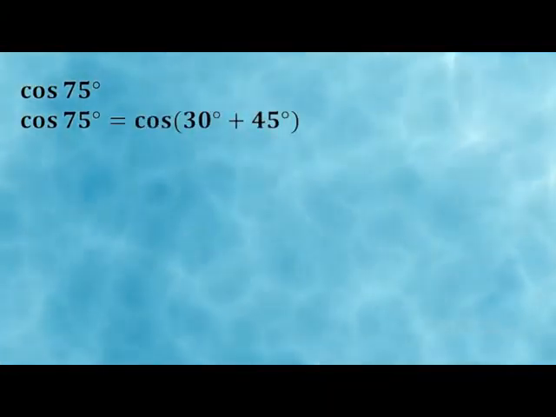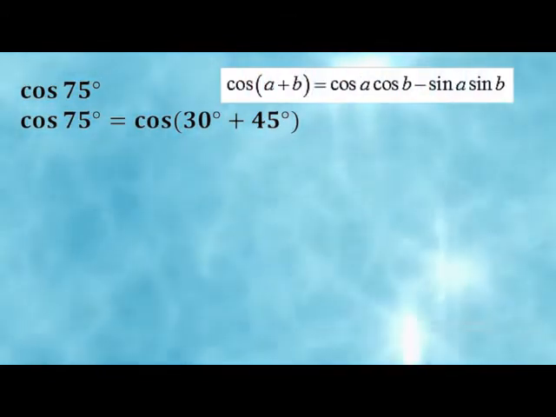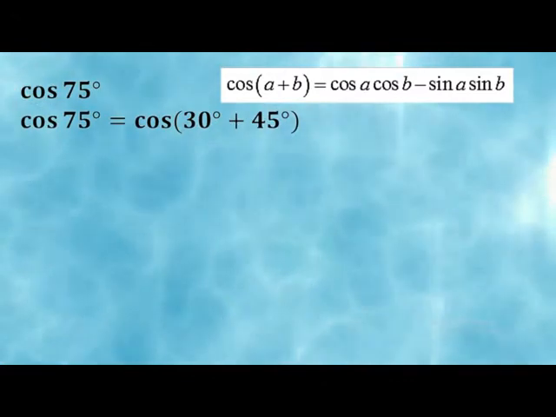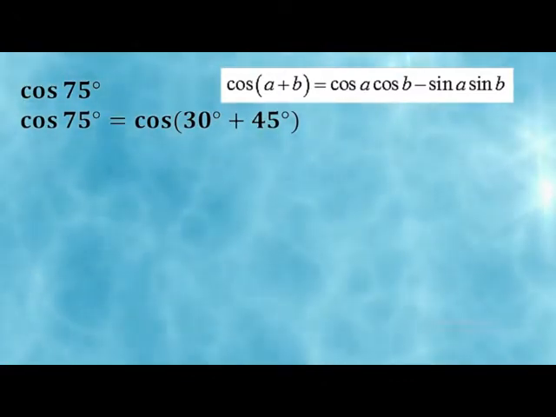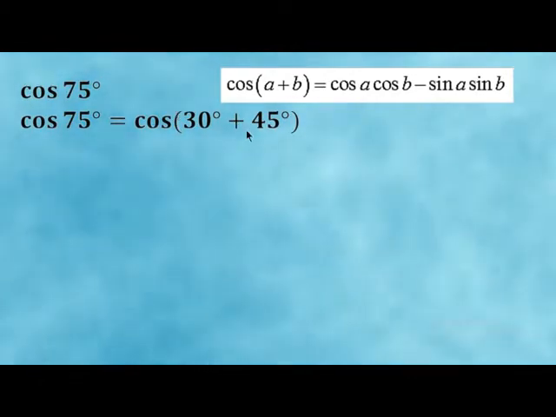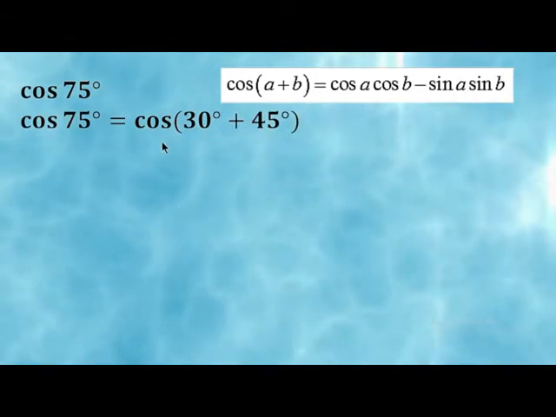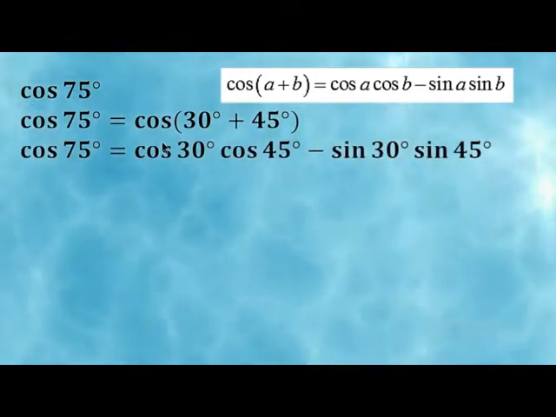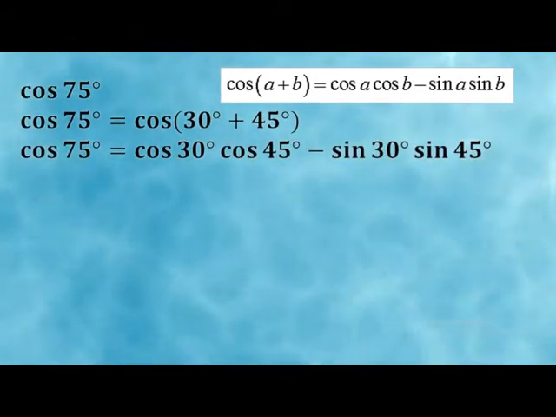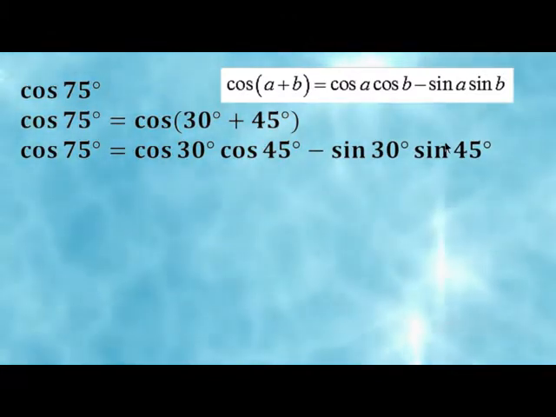Cosine 75 is equal to cosine 30 plus 45. We know that the formula of cosine A plus B equal to cosine A cosine B minus sine A sine B. Let's assume A equal to 30 degrees and B equal to 45 degrees. So cosine 75 equal to cosine 30 cosine 45 minus sine 30 sine 45. We know each and every value of this.